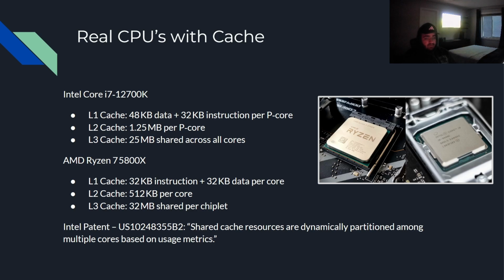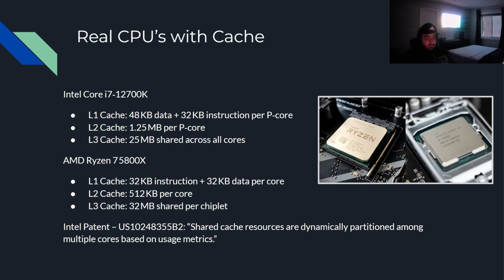On the AMD side, the Ryzen 7 5800X has a similar structure with 64 kilobytes of L1 per core and 512 kilobytes of L2 per core, and 32 megabytes of shared L3 cache across the whole chip. This gives Ryzen strong cache performance for gaming and productivity.